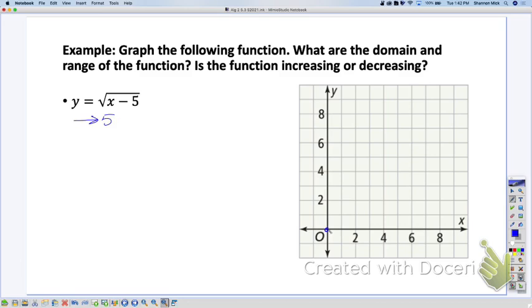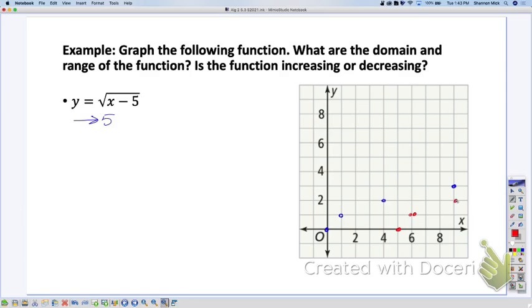We had 0, 1, 2, 3 before, yes? What is going to happen to every single one of those things now? Every single one is going to shift 5 to the right, isn't it? So (0, 0) is now going to come to what? (5, 0). And (1, 1) is now going to come to (6, 1). You're adding it to the wrong one. And (4, 2) is going to go to (9, 2).